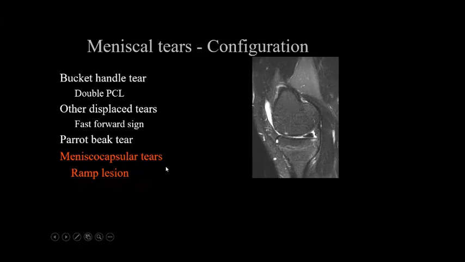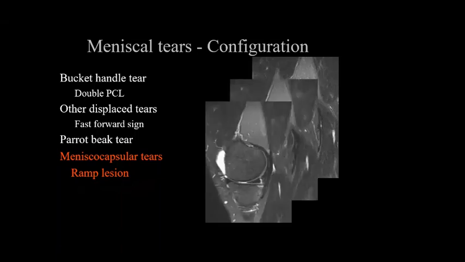So a ramp lesion is actually a far peripheral vertical tear of the posterior horn of the medial meniscus involving the meniscocapsular junction. This is a specific type of meniscal tear that can be seen in some patients, and the name for it is ramp lesion.